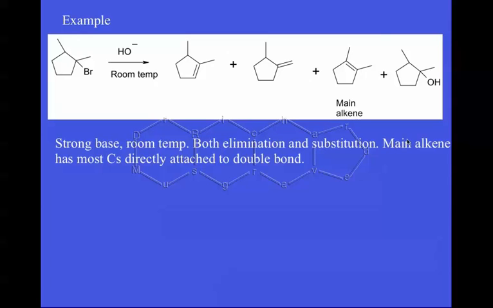So finally, just one more example. This one, you've got OH minus, which is a strong base. That's going to favour elimination. You've got room temperature. That's going to favour substitution. That's going to give you 3 possible elimination products.